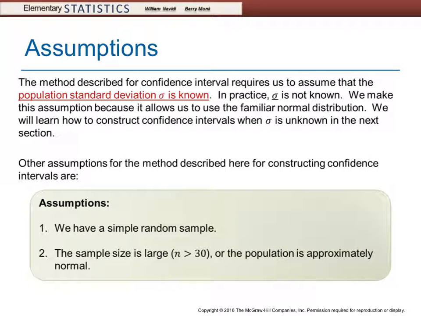The method described for a confidence interval requires us to assume that the population standard deviation sigma is known. In many cases, sigma is not known. We may make this assumption because it allows us to use the familiar normal distribution. We will learn how to construct a confidence interval when sigma is unknown in the next section. Other assumptions for the methods described here for constructing confidence intervals are, first, that we have a simple random sample, and the second assumption is that the sample size is larger than 30, or the population is approximately normal.